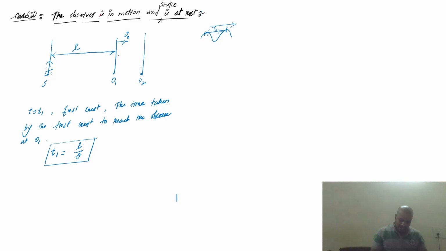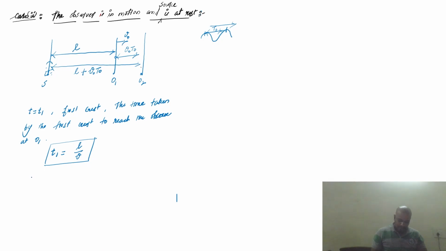The distance traveled by the observer during this duration will be equal to v naught times t naught. Now the new distance between the source and the observer will be equal to the original distance at a time t equal to t1, plus the distance traveled by the observer, v naught times t naught. Now this is the new distance between the observer and source, that is SO2.